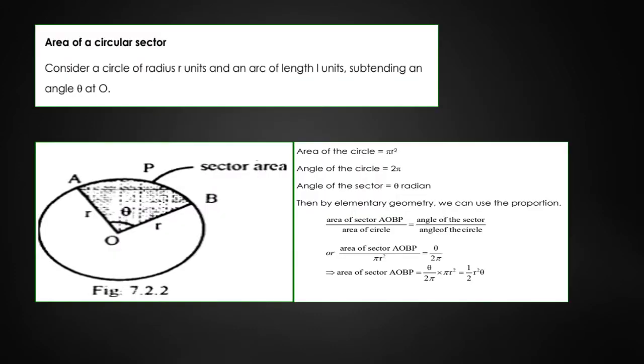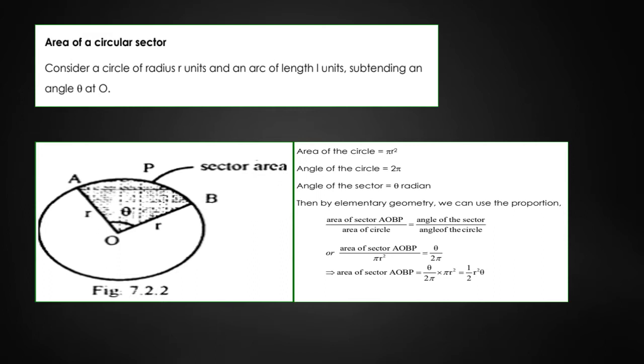Area of a circular sector. Consider a circle of radius r units and an arc of length L units, subtending an angle theta at O. So this is the sector area, and these are the theta and the radii. The area of a circle is pi r square, the angle of a circle is 2 pi, and the angle of a semicircle is pi radian.